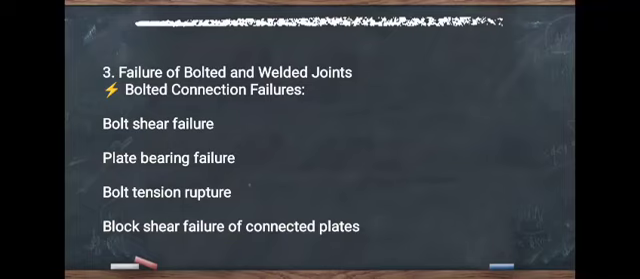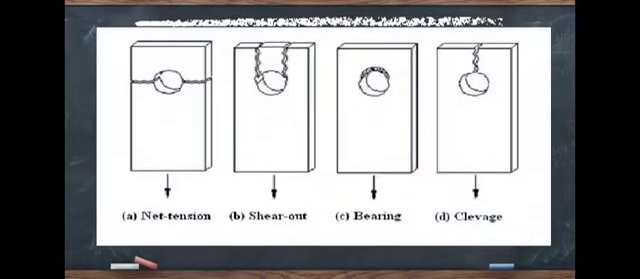Failure of bolted and welded joints. Bolted connection failure. It may fail by bolt shear failure, plate bearing failure, bolt tension rupture, or block shear failure of connected plates. You can see here the bolts can fail due to these four types of reasons.